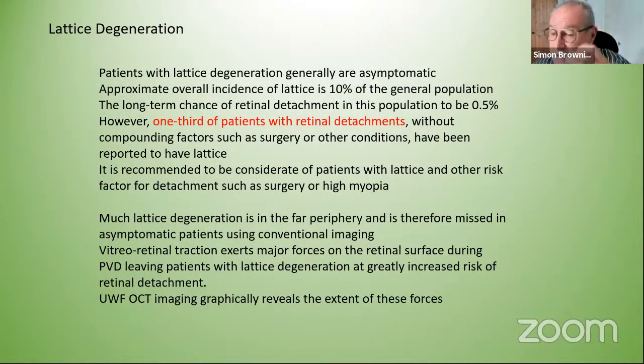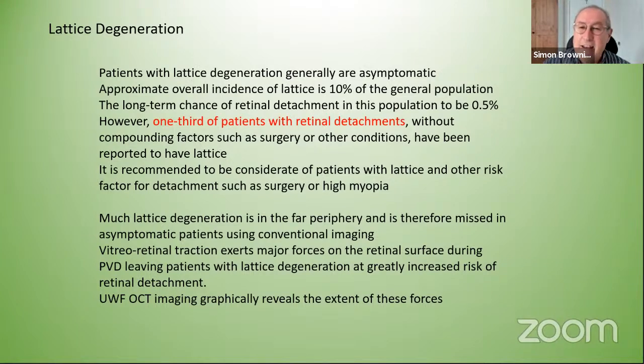Now, lattice degeneration is something we come across an awful lot of the time, and generally they're asymptomatic. Lattice degeneration occurs in 10% of the general population. Now, if you think about that, that means that if you're seeing 10 patients a day, you're probably seeing lattice degeneration in at least one patient a day. Ask yourself the question at the end of this, is that how much lattice degeneration you see? Do you see about one patient a day with lattice? If not, it might be worth asking the question, why not?